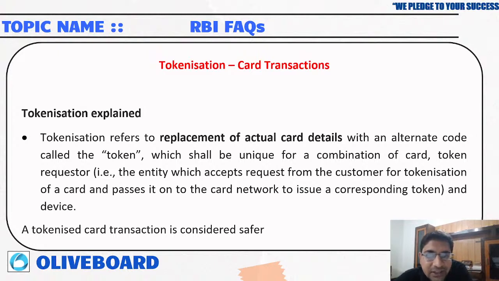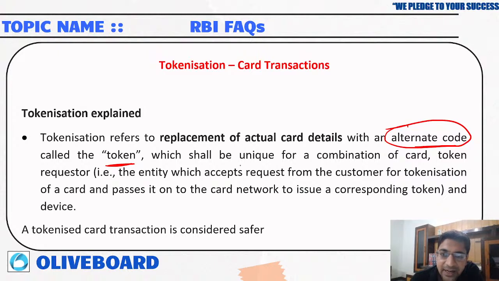What is tokenization? Tokenization is like replacing the actual card details with an alternate code. Your card details will be removed and they will give you an alternate code. The alternate code is called a token. Okay, it will be very unique for you. That is the entity which accepts requests from the customer for tokenization of the card and devices. Okay, and tokenized card transactions are considered safer. The reason is that people will not know who is having that token, what is the name of that, and we do not know what it is all about. You can call it encryption because you do not know to whom this belongs.